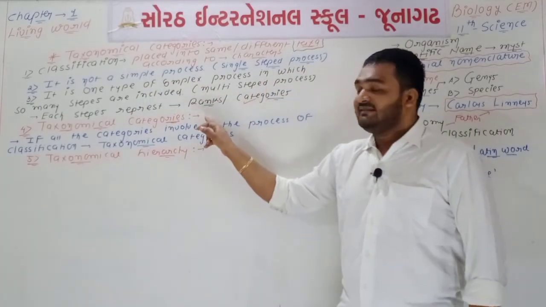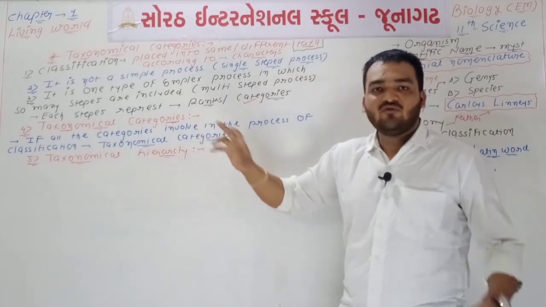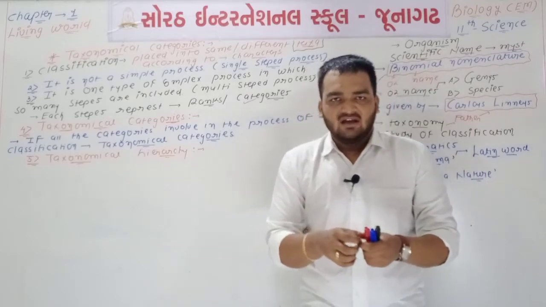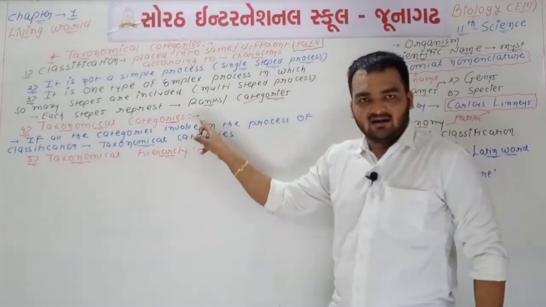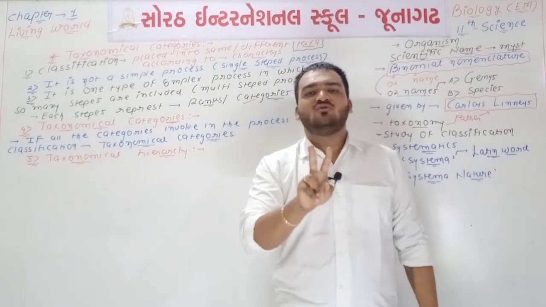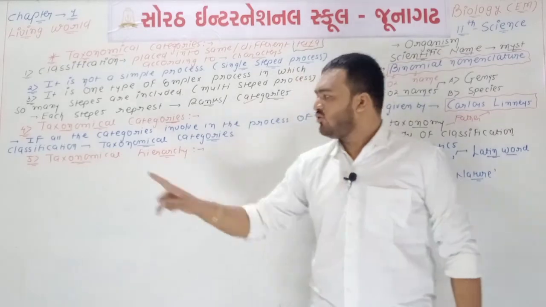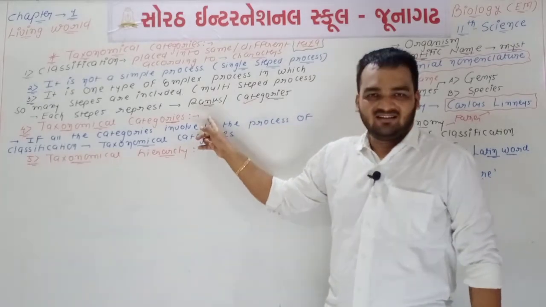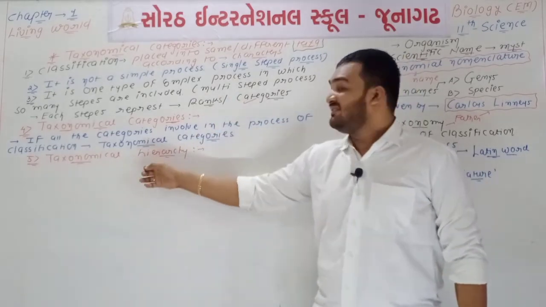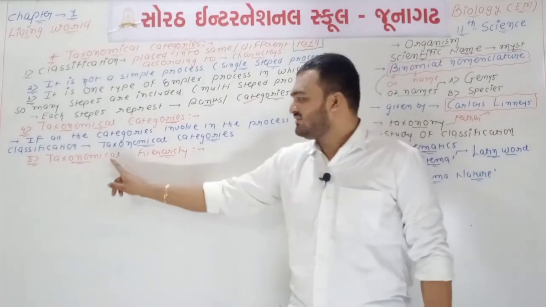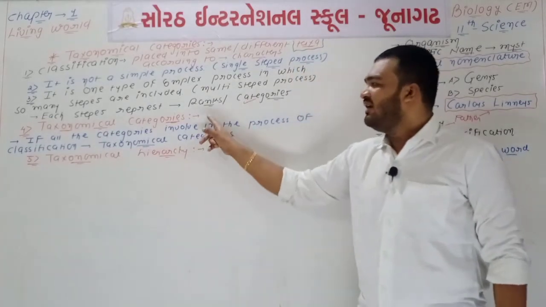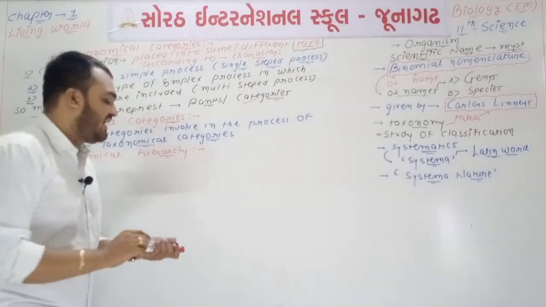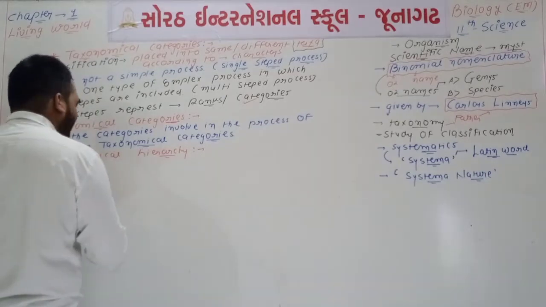If different types of taxonomical categories combine with each other, if you have 2 taxonomical categories, then both taxonomical categories together are known as taxonomical hierarchy. It means all taxonomical categories are combinedly known as taxonomical hierarchy. Okay, what is the meaning of taxonomical hierarchy? All taxonomical categories are combinedly known as taxonomical hierarchy. So I am writing the definition of taxonomical hierarchy.